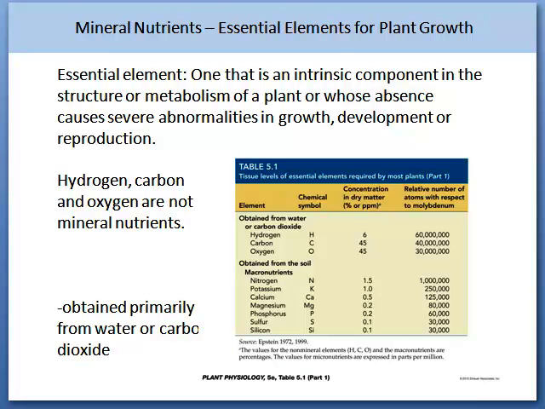An essential element is one that is an intrinsic component in the structural metabolism of a plant, or whose absence causes severe abnormalities in growth, development, or reproduction. 3 of the major essential elements are not mineral nutrients, and these are hydrogen, carbon, and oxygen. Hydrogen is obtained from water. Carbon dioxide and oxygen are obtained from the atmosphere. As you can see from Table 1, the concentrations of these essential elements that are not nutrients are very high.